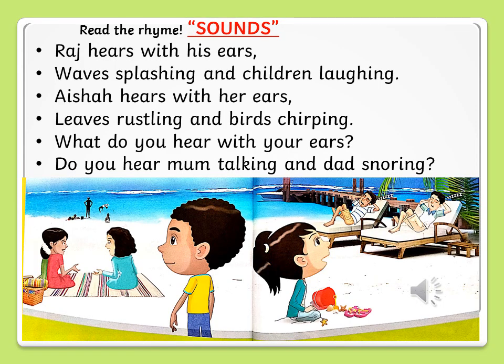Read the rhyme about sounds. Listen carefully. Raj hears with his ears, waves splashing and children laughing. Aisha hears with her ears, leaves rustling and birds chirping. What do you hear with your ears? Do you hear mum talking and dad snoring? Do you know what snoring means? Do you know snoring? When you go to sleep and you make this sound. That is snoring.